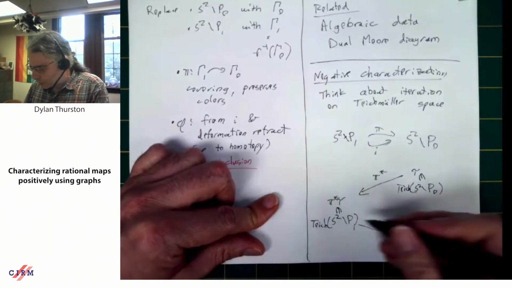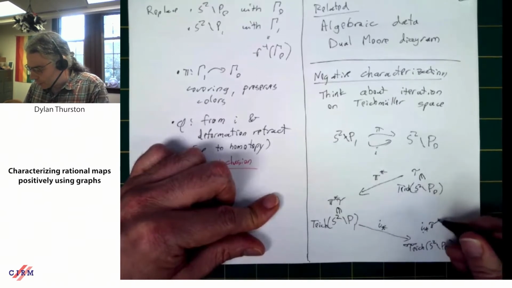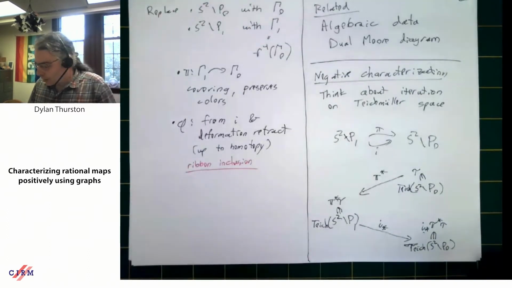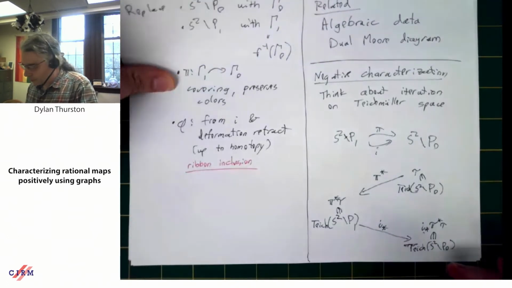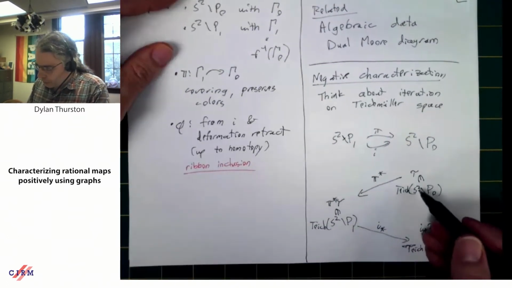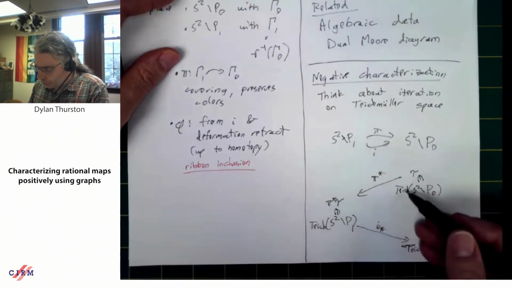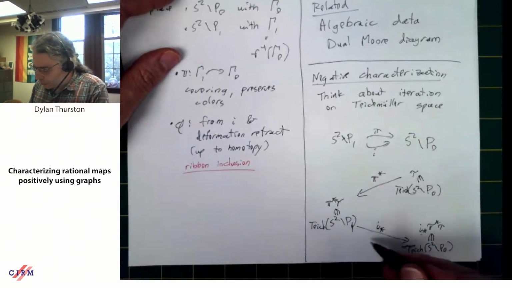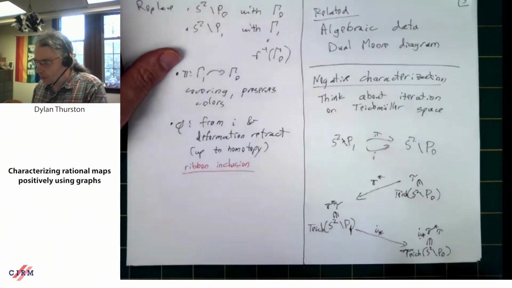And forget about the extra punctures that I had over here and think about what I have down here. So this one is basically an isometry to its image, which is not everything. And then this one is a map between complex manifolds. The Teichmuller metric is also the Kobayashi metric, and so it's automatically non-expanding.